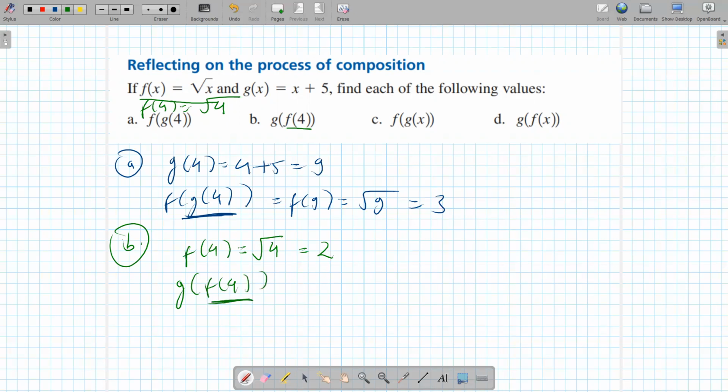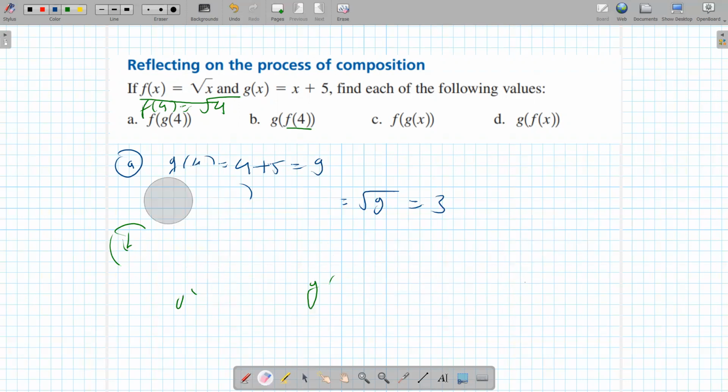Now we're trying to find g of f of 4. We know f of 4 is a 2, so we're just trying to find g of 2. What would that be? See, g of x is x plus 5. What is g of 2? 2 plus 5, yeah, exactly, 7. And you're done. Right? It's not too bad.